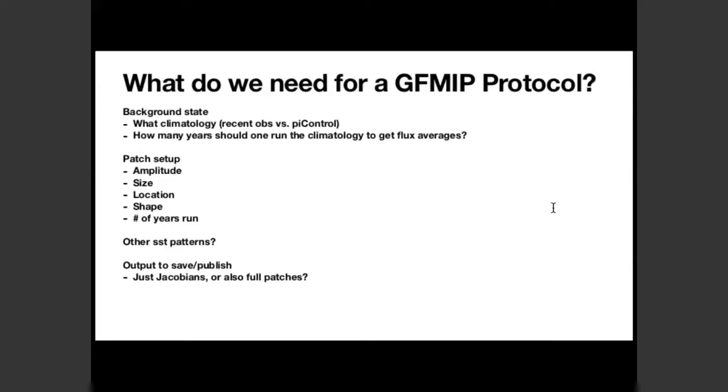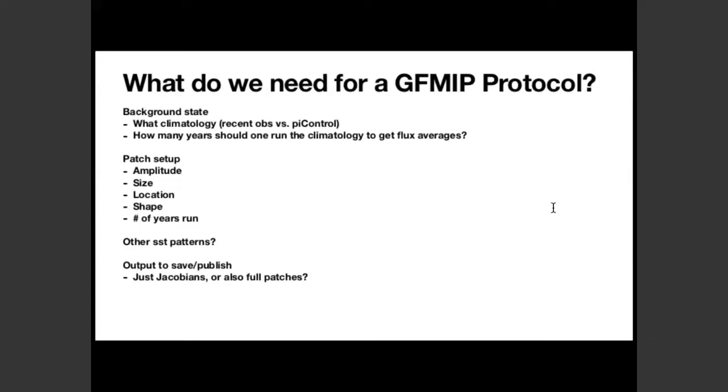Something that I didn't put up on this slide, but is also a consideration, is how do you handle ice? And then a decision is, what do we ask people to make sure to output as part of the requirements of participating in this? And are there then tier two type variables that we could also try to collect? So this is just to give a general sense of the sorts of questions that we wanted to answer in preparing this protocol.